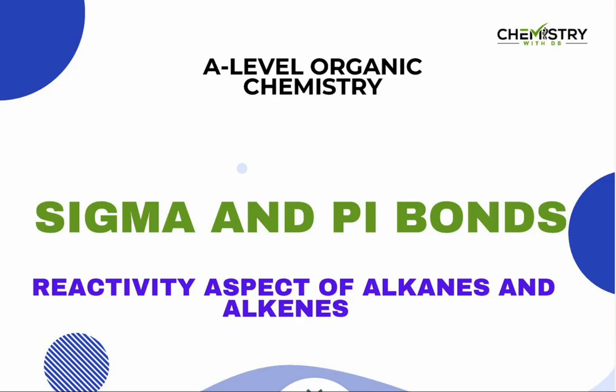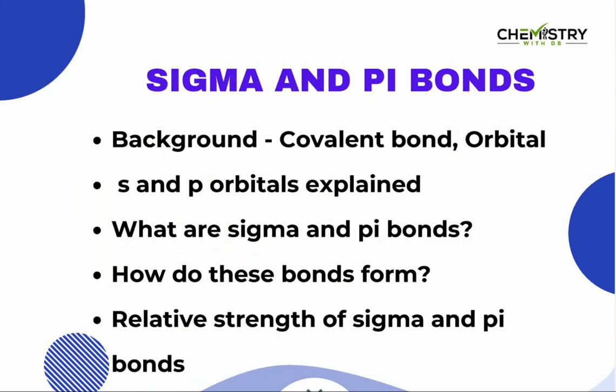In this video I'm going to explain the sigma and pi bonds and also the reactivity aspect of alkanes and alkenes, as to why alkanes are very unreactive and alkenes are fairly reactive. So we'll start with a little bit of background, or a foundation we can say, about what covalent bonds are, what an orbital is, then I'm explaining the s and p orbitals, what sigma and pi bonds are, how these form, and also about the relative strength of these two, sigma and pi bonds.